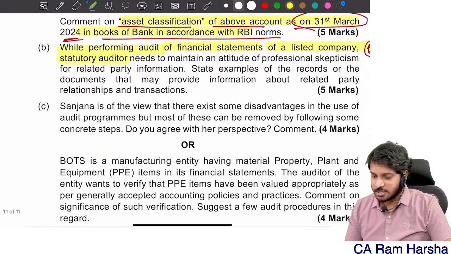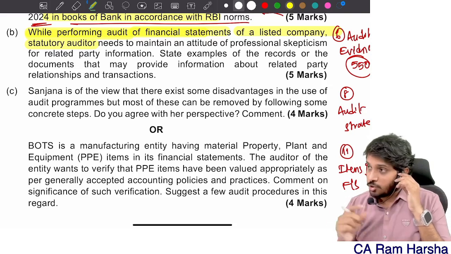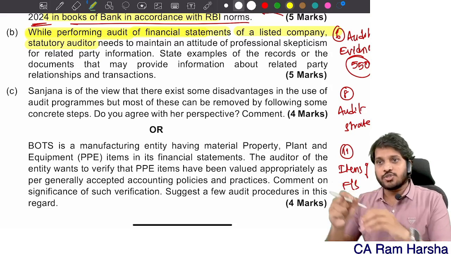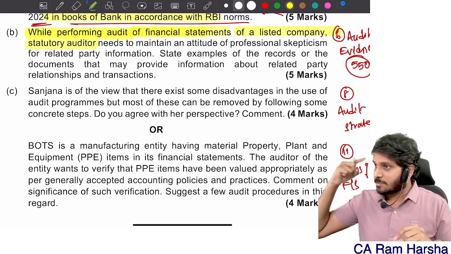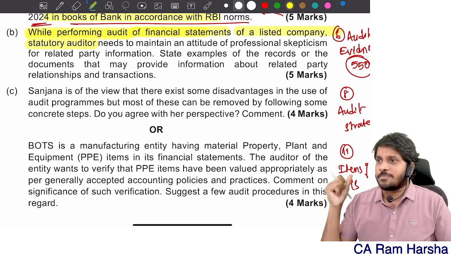Next. I'm telling you what to write and how to write, where students generally lose marks. You should remember all these points. You should observe the mistakes they make. If you observe, you will not repeat them.